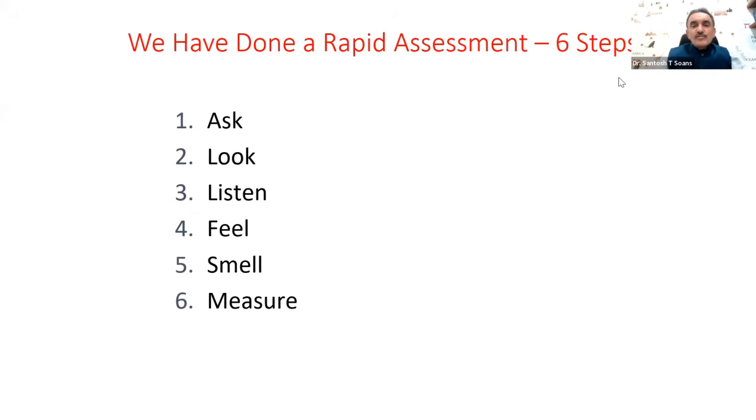So now a child is coming to you, you have done a rapid assessment. It requires just 6 steps. What are the 6 steps? You have asked, you have looked, you have listened, you have felt, you have smelled and you have measured. This is all that is required. You need just about 3 to 5 minutes to do that.